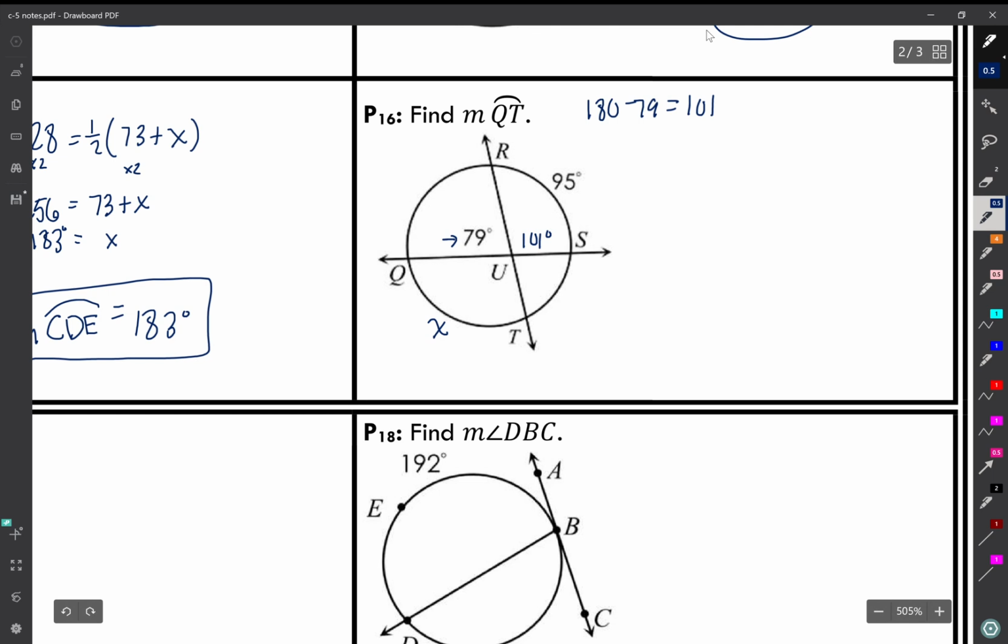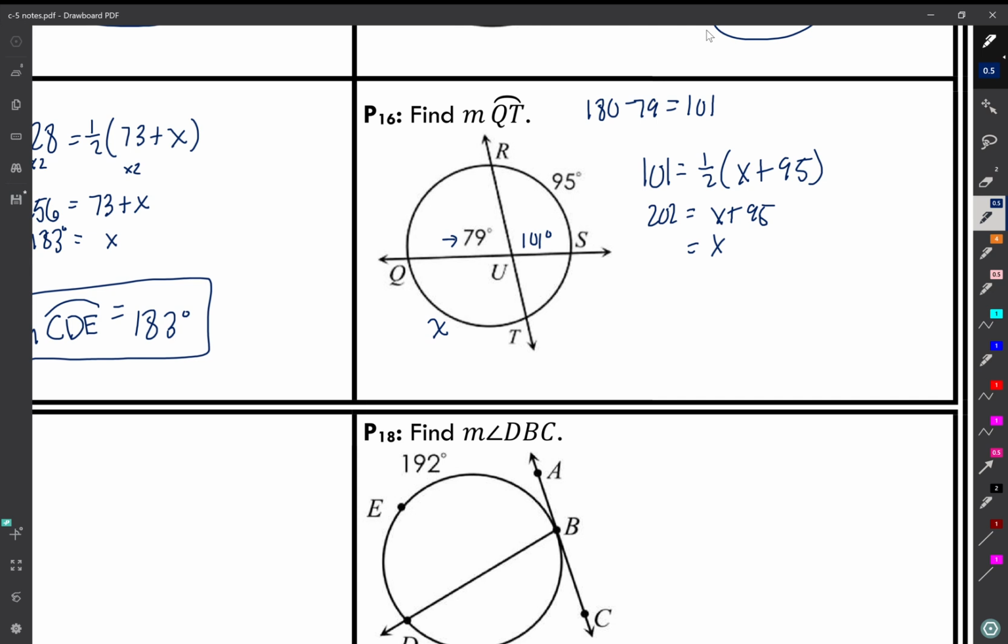And now I can do what I did in number 15. So I've got 101 is equal to 1/2 of the sum of those two arcs, X plus 95. Multiply both sides by 2, you get that 202 is equal to X plus 95, and then X is going to be equal to 202 minus 95, which is going to be 107 degrees. So the measure of arc QT is 107 degrees.